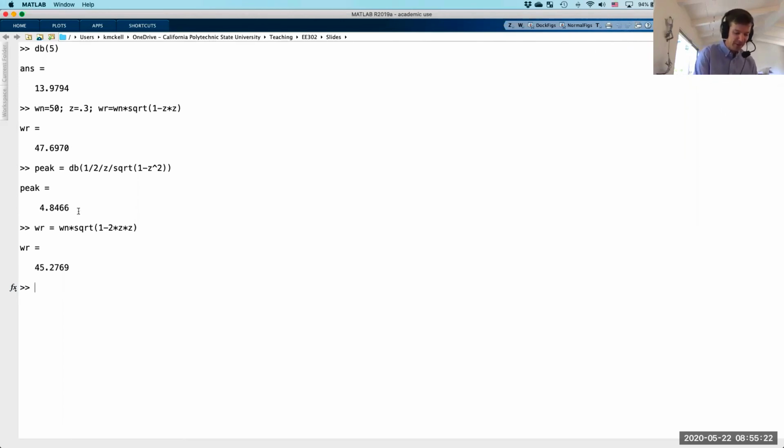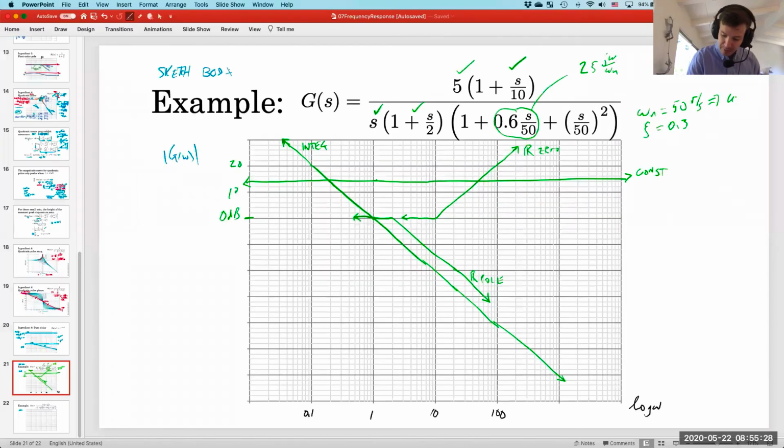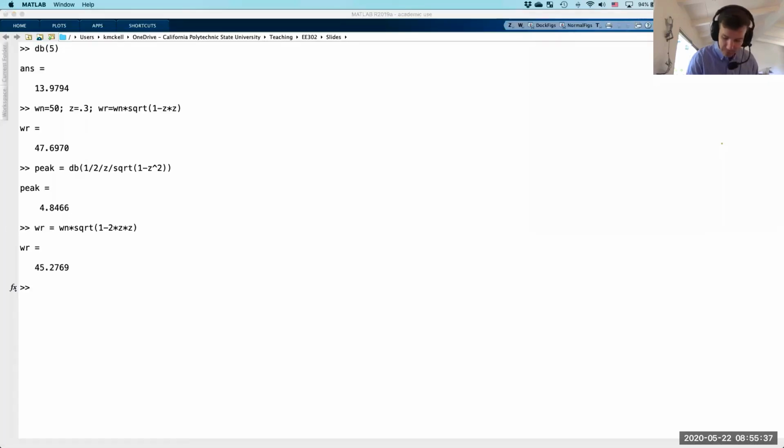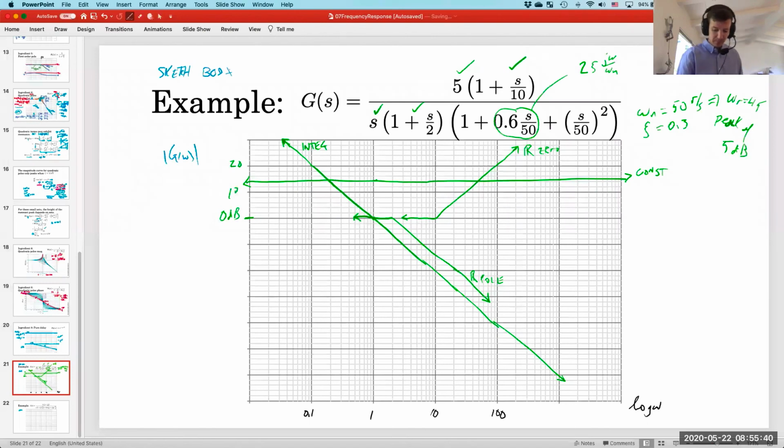So we're going to expect a peak of about 5 dBs, and the peak height has to occur at 45 radians per second. So omega r is 45 and a peak of 5 dBs. Okay, so let's see what's going on here. So if this is 20, 30, 40, this is 50, which means a 5 dB peak is going to occur there, and it's going to be just before 50 radians per second.